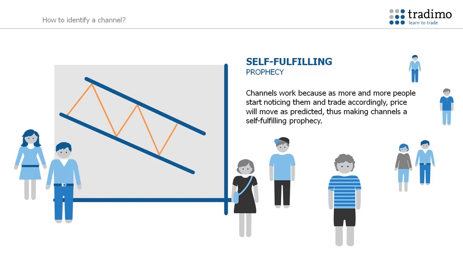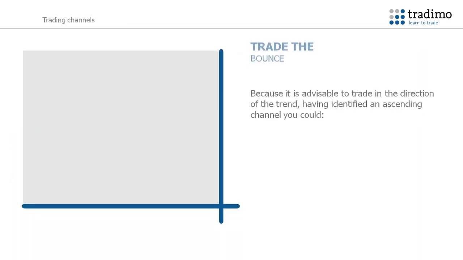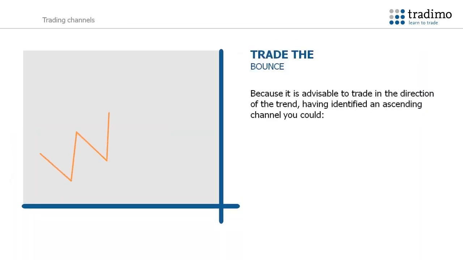As more and more people observe the channel, the price will move in the channel, because it is essentially a self-fulfilling prophecy. By knowing this, you can take advantage of a channel. There are two ways to do this: trading the bounce or trading the breakout. Let's look at trading the bounce.